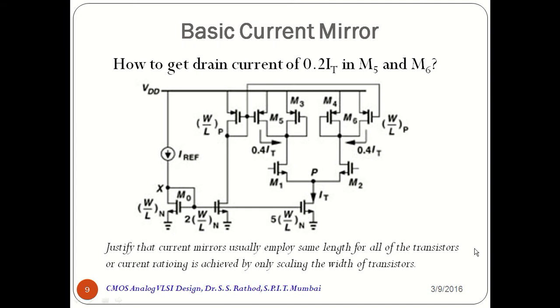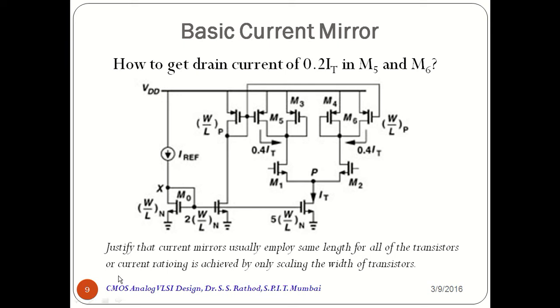Thus here ID5 is equal to 2 times I reference. IT is equal to 5 times I reference. So I reference I can say is IT by 5. So ID5, which is equal to 0.4 IT, which is equal to twice of I reference, which is equal to 2 IT by 5. So to get 0.2 IT, we can make W by L of N same for all the transistors except 5 times W by L of N. Or I must say that change this 5 W by L of N to 10 W by L of N to get 0.2 IT.